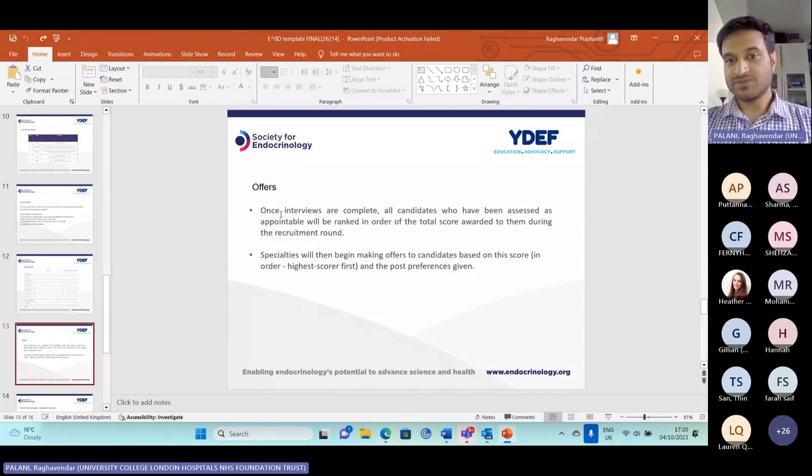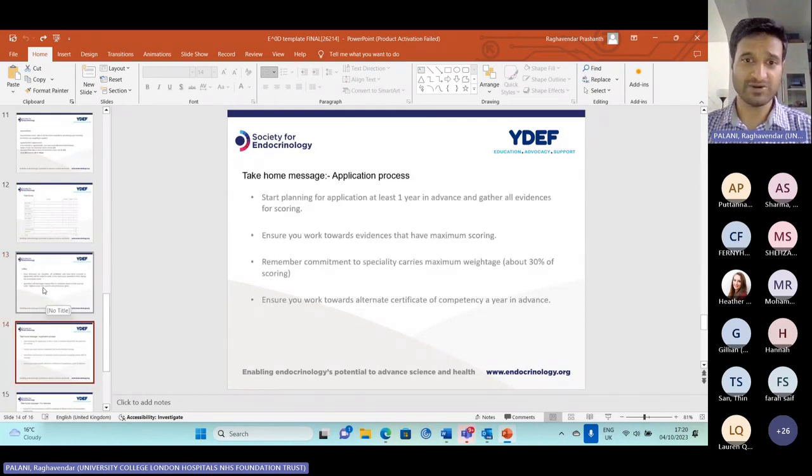Like I said, once the interviews are done, based on your points, offers will be made. Also, if you're region bound, you have to give preference to your regions, and then the offers would be made according to the points that you have scored, and depending on your post preference or region preference. So that's all about the application process.